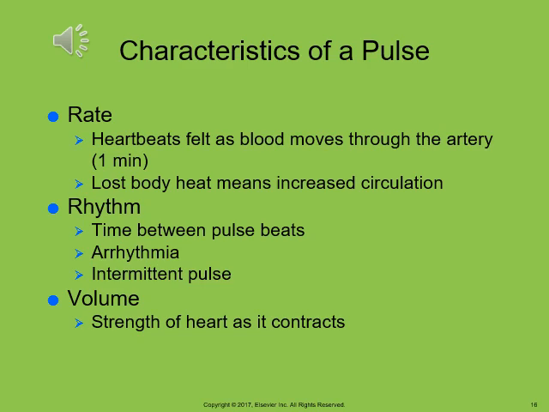Pulse rates normally vary as a result of a person's age, body size, gender, and health status. An abnormal rhythm or arrhythmia is described according to the rhythm pattern detected. An intermittent pulse may occur in healthy individuals during exercise or after drinking a beverage containing caffeine.